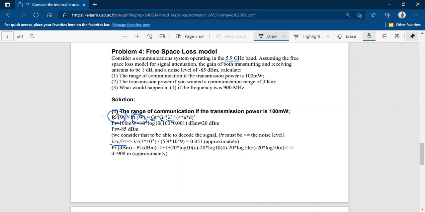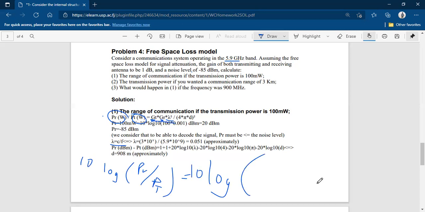So what we can do is take the log of this, right? If you take the log of this whole formula, you are going to basically get log of PR upon PT, which is equal to 10 log on both sides of this whole term over here, which I'm going to call A. Now what we can do is further expand this. I'm just going to show you for this particular part over here.